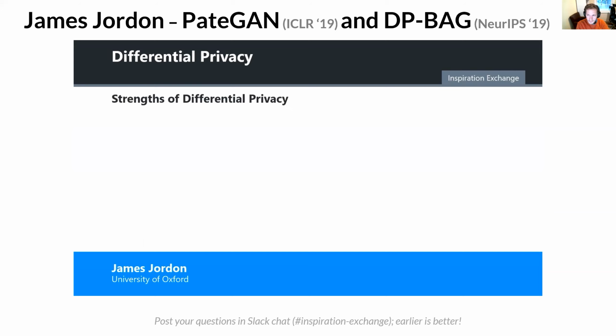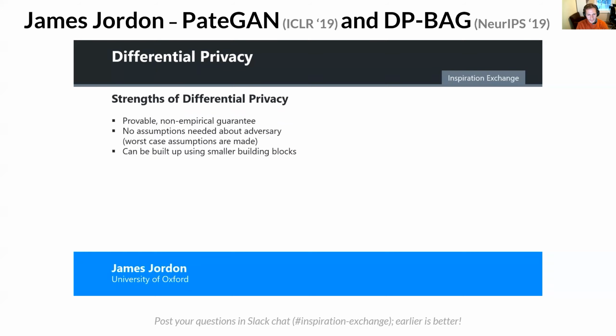The key strength of differential privacy is that it is a provable guarantee. You do not demonstrate differential privacy through empirical evaluation, but rather through mathematical proof. In addition, it makes no assumptions about the types of adversaries that may exist, i.e. it makes worst case assumptions about these adversaries. And models can be built up using smaller differentially private building blocks.